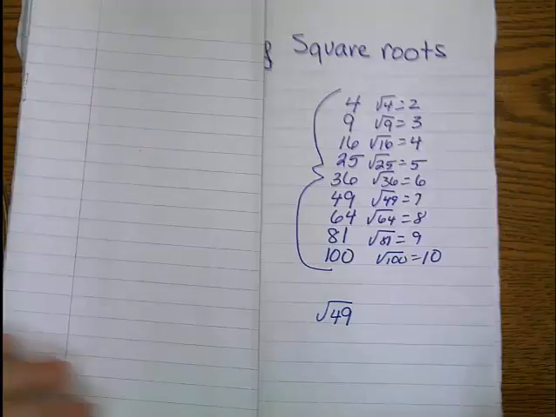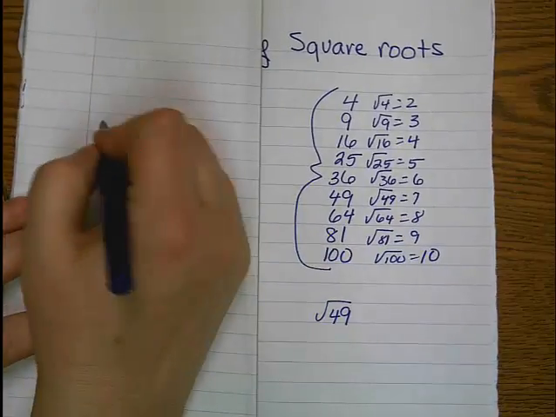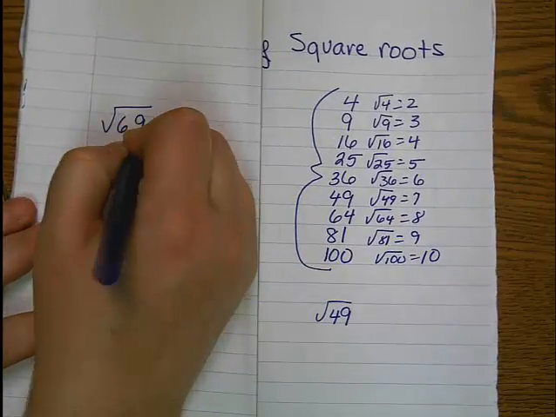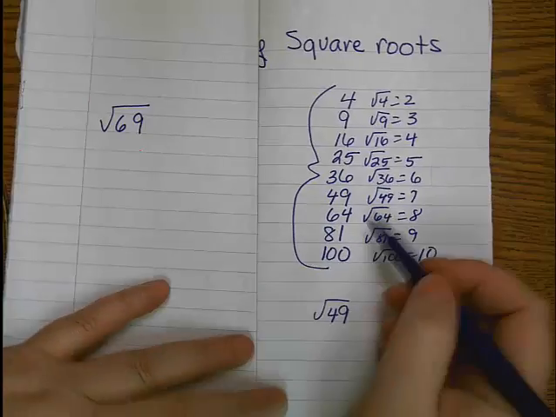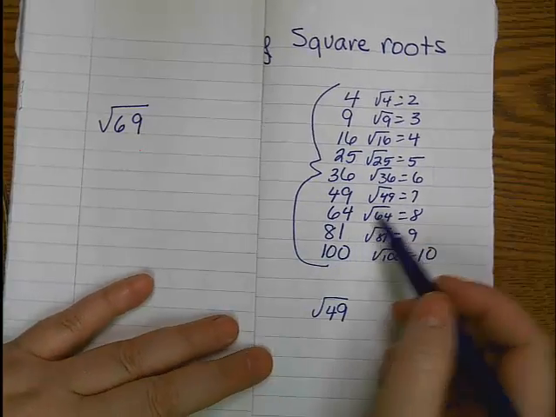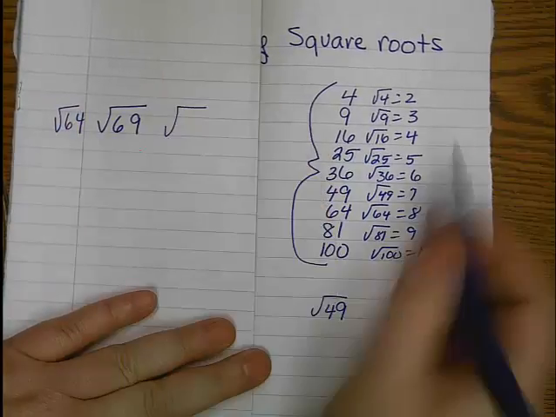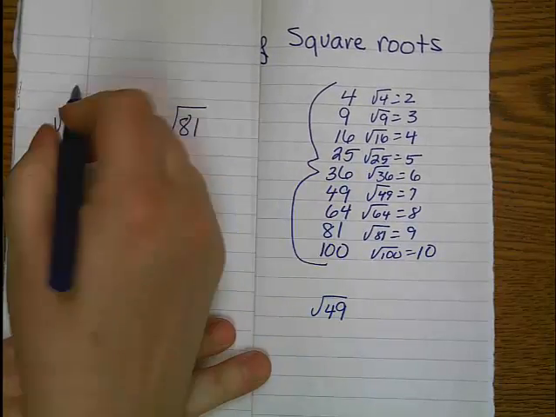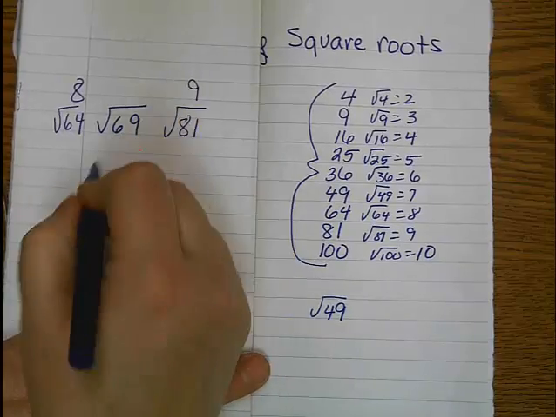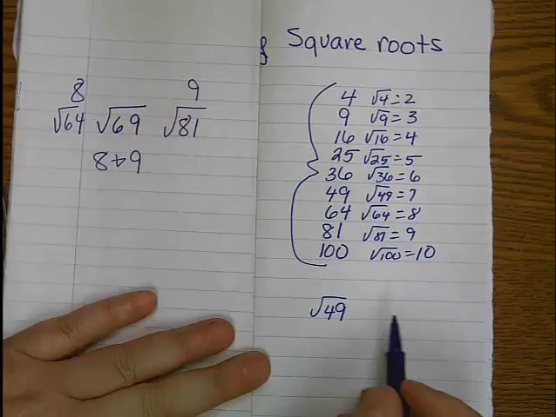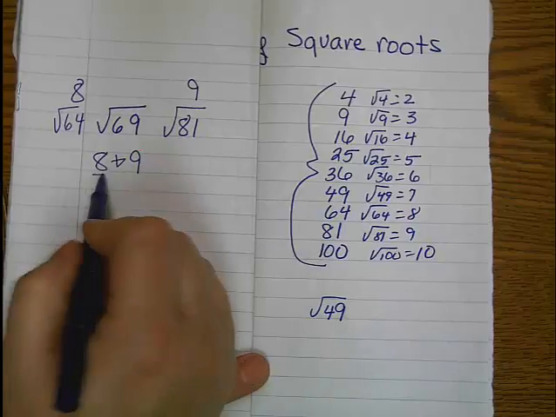So let's take a look at another one. I'm still going to have these numbers because I need these numbers to help me. I want to know what two numbers the square root of 69 falls between. So I'm going to go over here and look. Where would 69 fall between? 64 and 81. And this would be 8 and 9. So it would fall between 8 and 9. Which one is it closer to? It's closer to the 8.